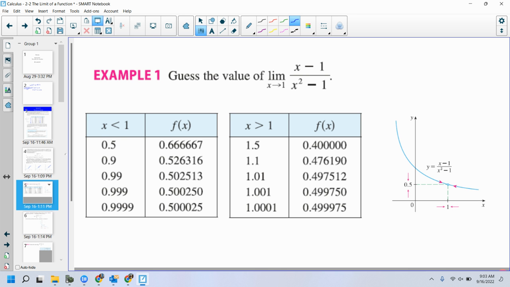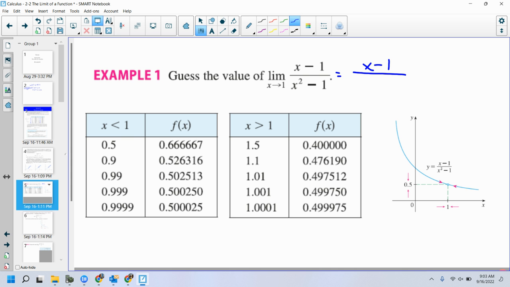Okay, they started at 0.5 and then went from 1.5. That went a half unit above and a half unit below. And we can see it converging to 0.5 on both sides. Now, the unique thing about this is that we've looked at rational functions before.